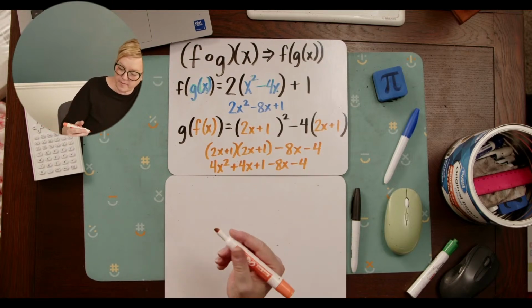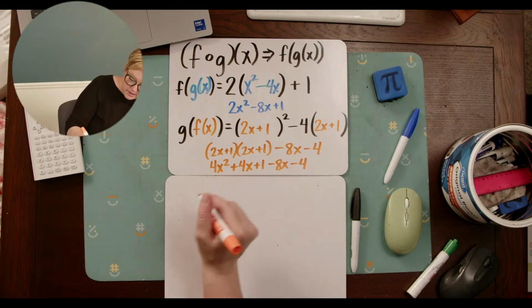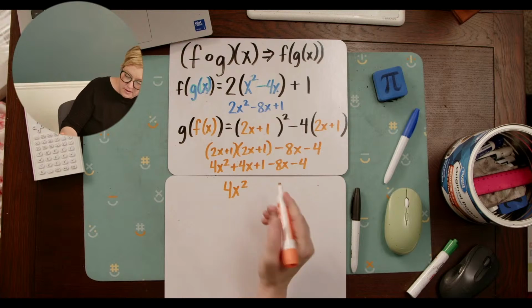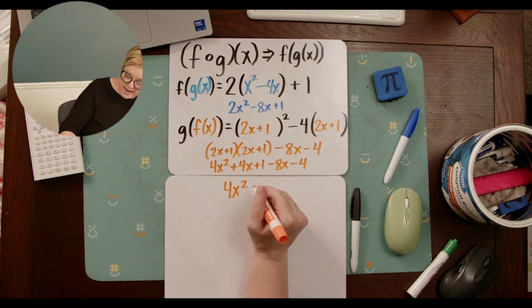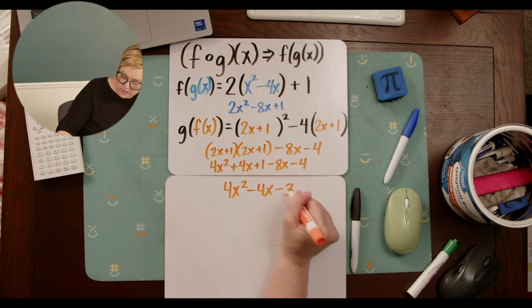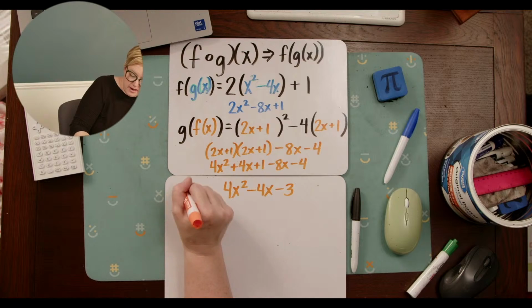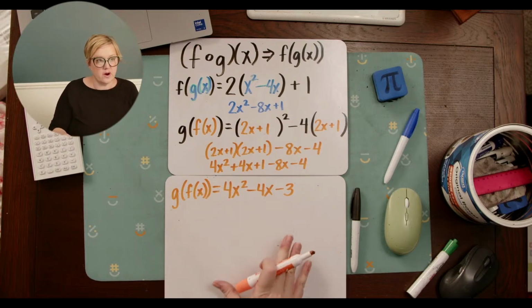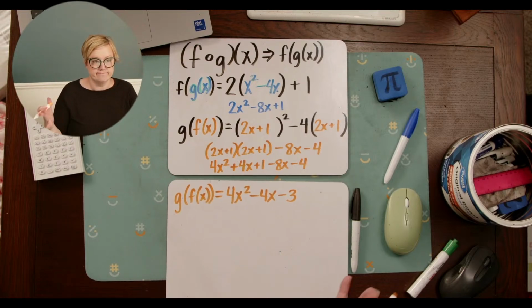Now I'm going to look for my common factors. So I've got 4x squared. Plus 4x minus 8x, that's minus 4x. Plus 1 minus 4 is minus 3. So g of f of x, in this case, is 4x squared minus 4x minus 3.